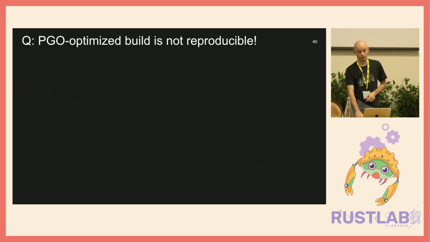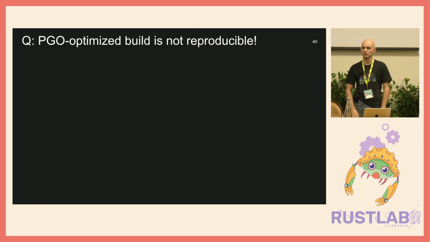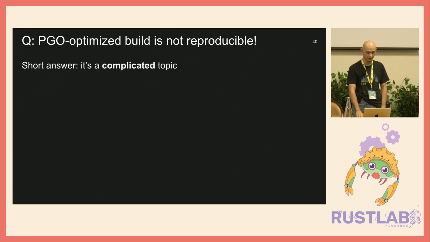Oh, this is a hot topic. A PGO-optimized build is not reproducible. Actually, that's exactly one of the biggest reasons why PGO is not enabled in operating systems, because reproducibility is a hot topic.